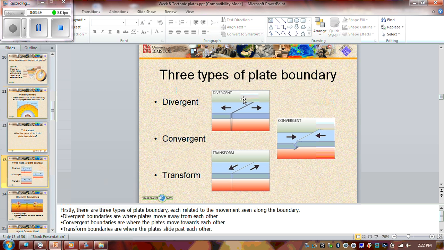There are three types of plate boundaries: divergent, where they move apart; convergent, where they move towards each other; and transform, where they slide past each other. We will be talking about this in greater detail in the lessons coming up.